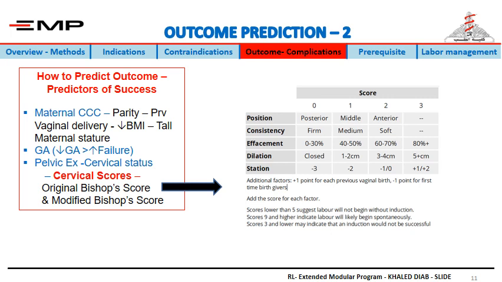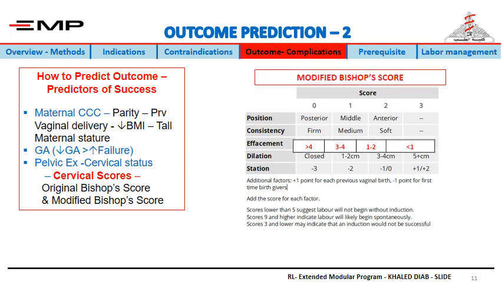Prediction of successful outcome is important during counseling for induction of labor. Predictors of success include maternal characteristic and fetal gestational age. Yet the main predictor is pelvic examination and calculation of Bishop score, originally reported in the 60s, items with score 0 to 3 with several modifications.